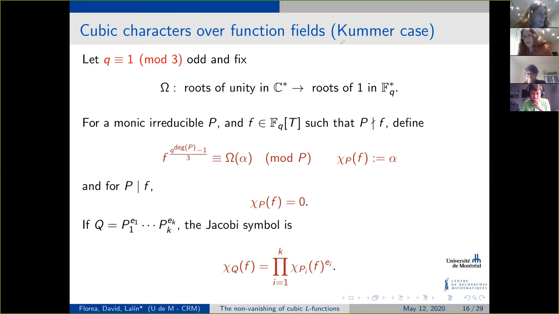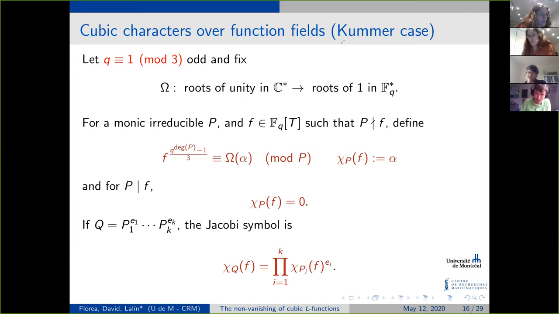Okay, so in sum, to form a cubic character in here, you kind of have to relate each polynomial modulo P with some third root of unity. And so you relate modulo P with the third root of unity, and then you make a map to the complex numbers, and you go to the roots of unity in the complex numbers.